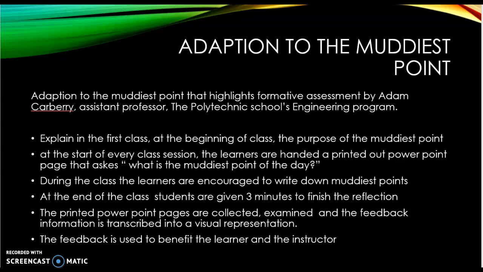During the class, the learners are encouraged to write down all the muddiest points. And at the end of the class, the students are given 3 minutes to finish the reflection. The printed PowerPoint pages that were handed out are examined, and the feedback information is transcribed into a visual representation. The feedback is used to benefit the learner and the instructor.